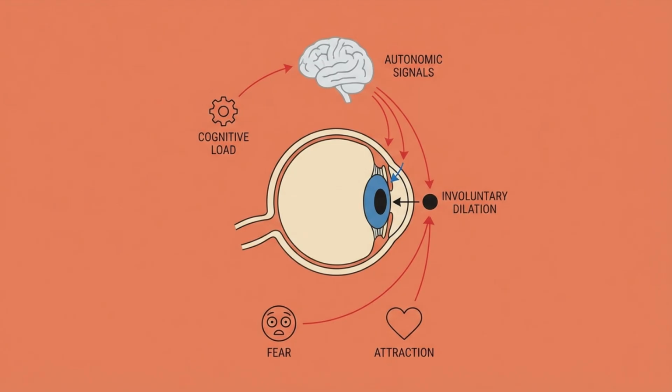The iris also receives signals from the brain related to emotional state, cognitive load, and arousal. Pupils dilate when the brain is processing something cognitively demanding. They dilate in response to fear. They dilate when looking at a face you find attractive. The eye does not just look. It communicates inward states involuntarily.